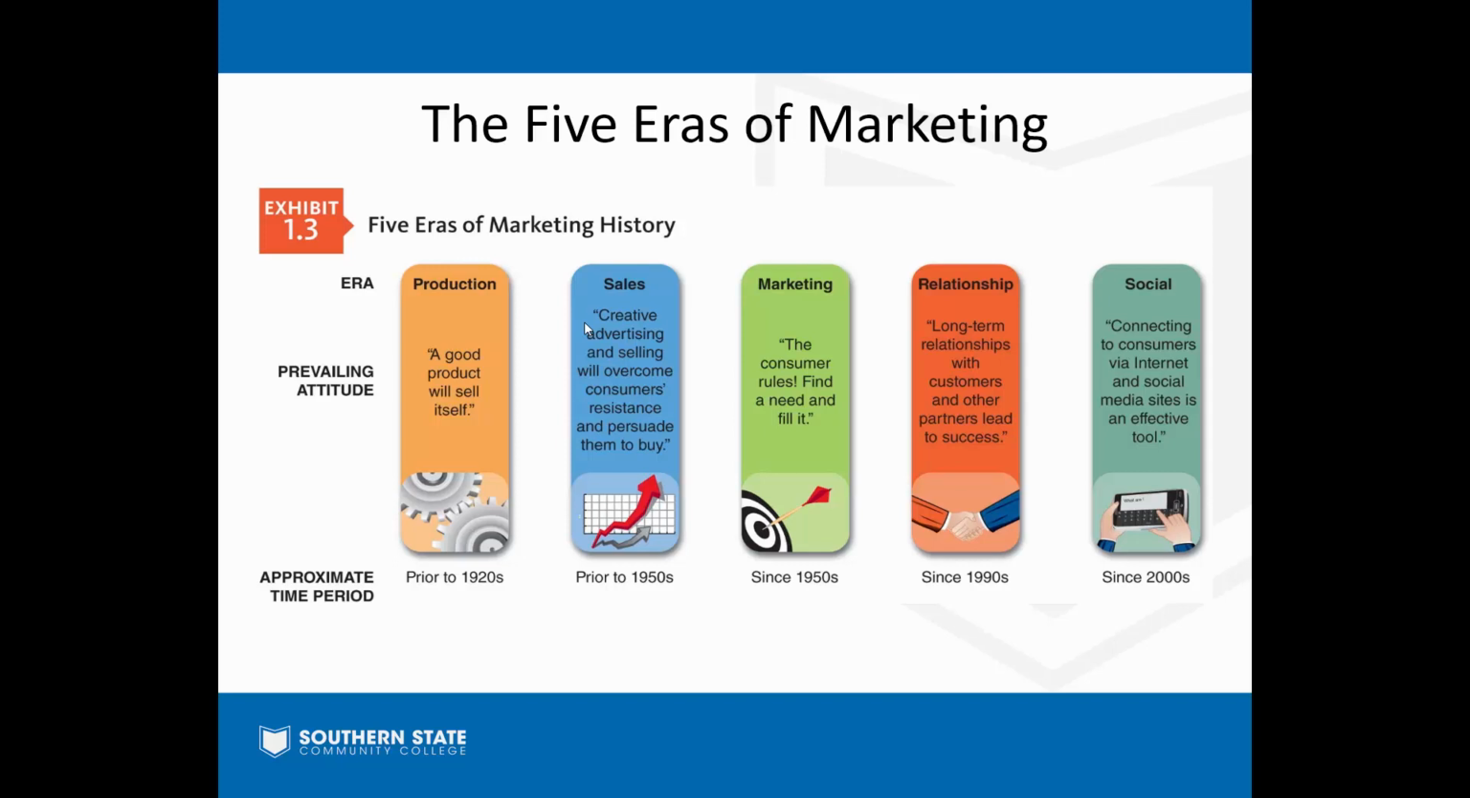So now we have an excess of products. We have all this excess product because all these people are making it, and now we don't have enough buyers to absorb all of it. So then we moved into a sales era of marketing. We've got good products, but now we need to come up with ideas to advertise and sell them, because now people don't want to buy them because they have so many different products out there.